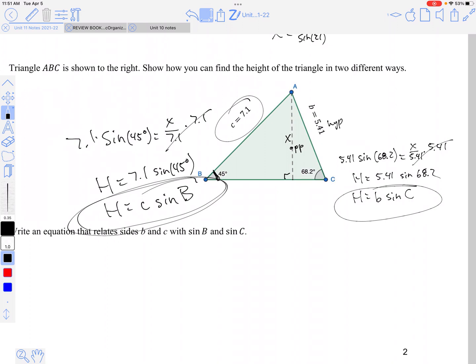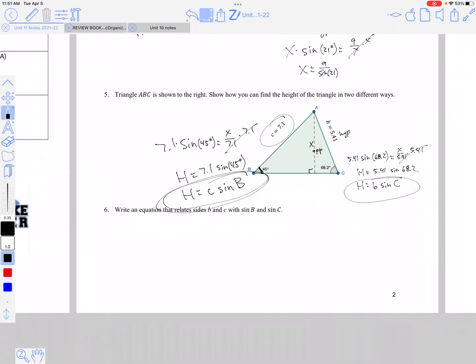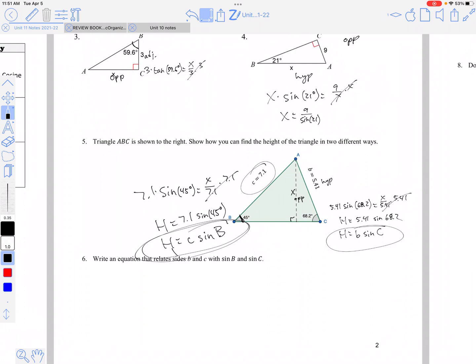Now, if we had information for A, we could do the exact same thing. So an interesting thing is happening here. Because they're both h, we can say c sine B equals little b, or side B, times sine of angle C. And that'll work every time with every triangle. So that equation will relate B and C.